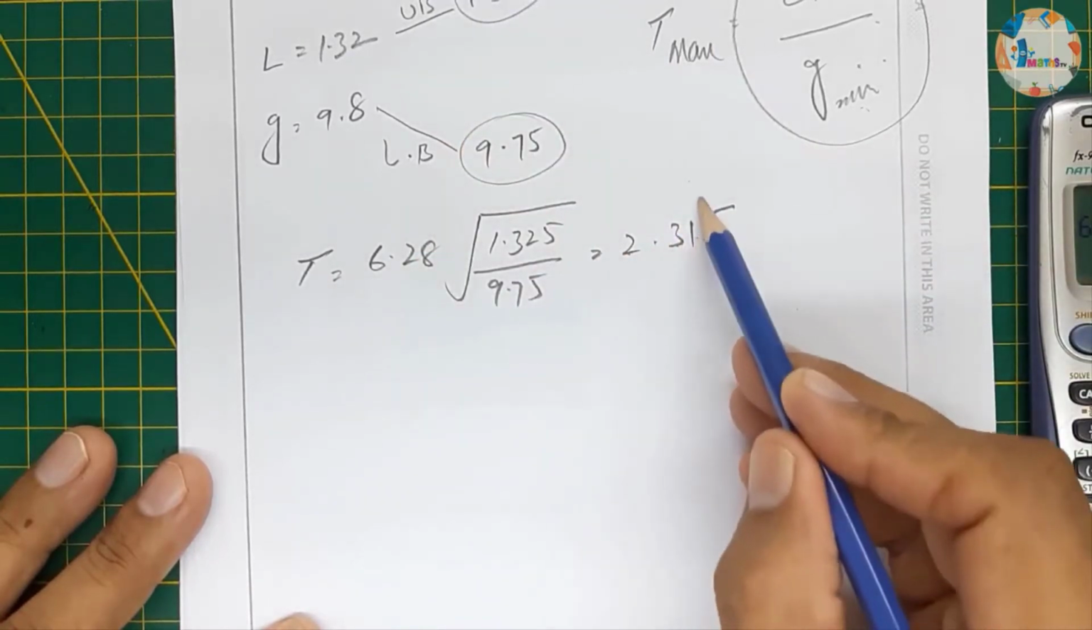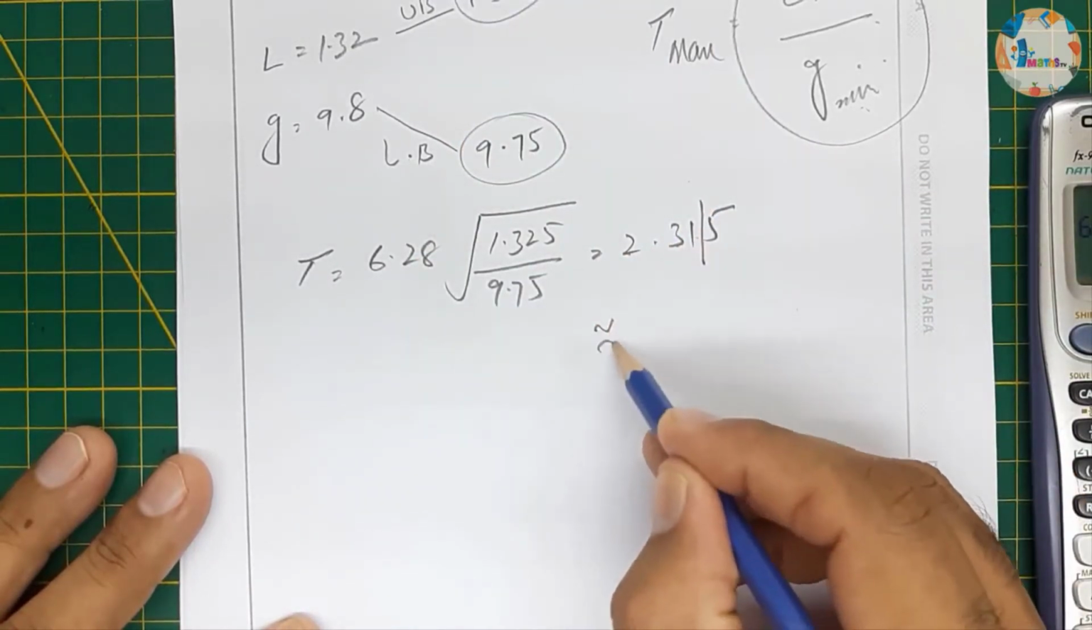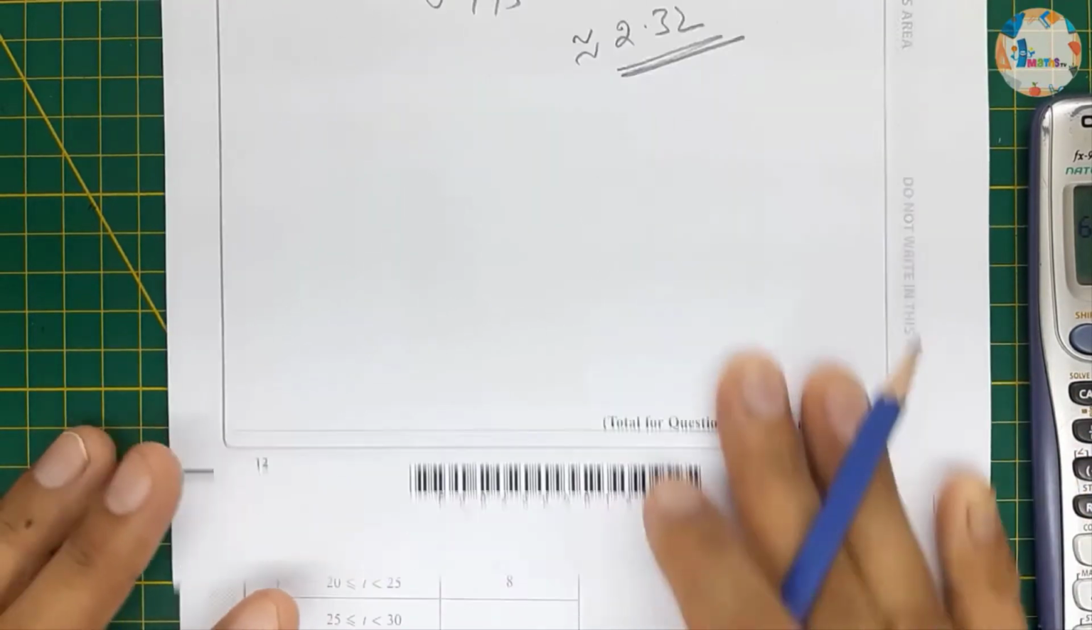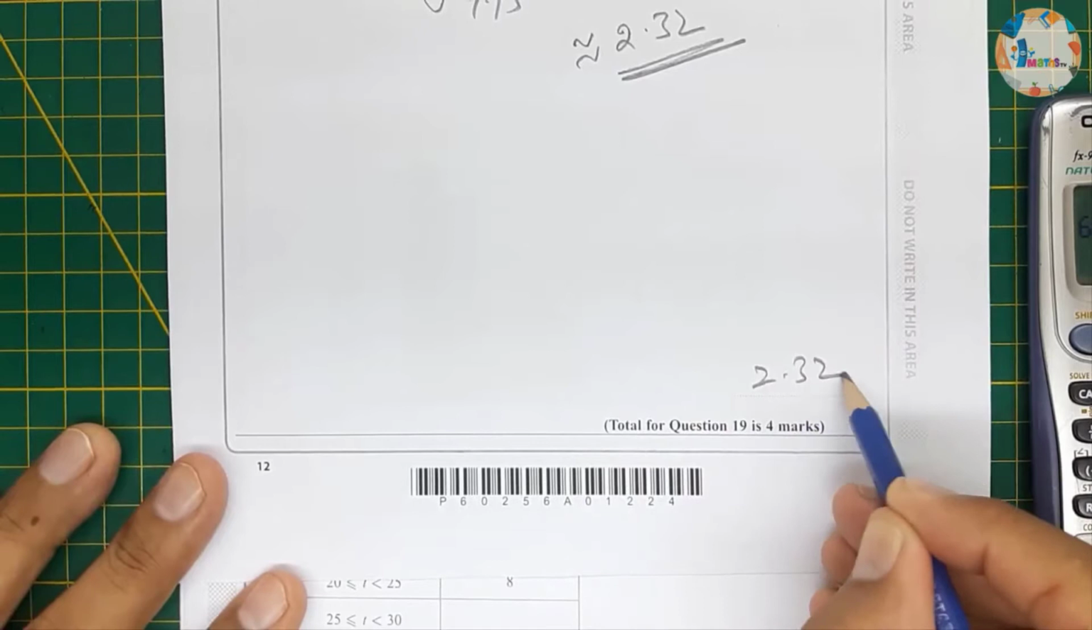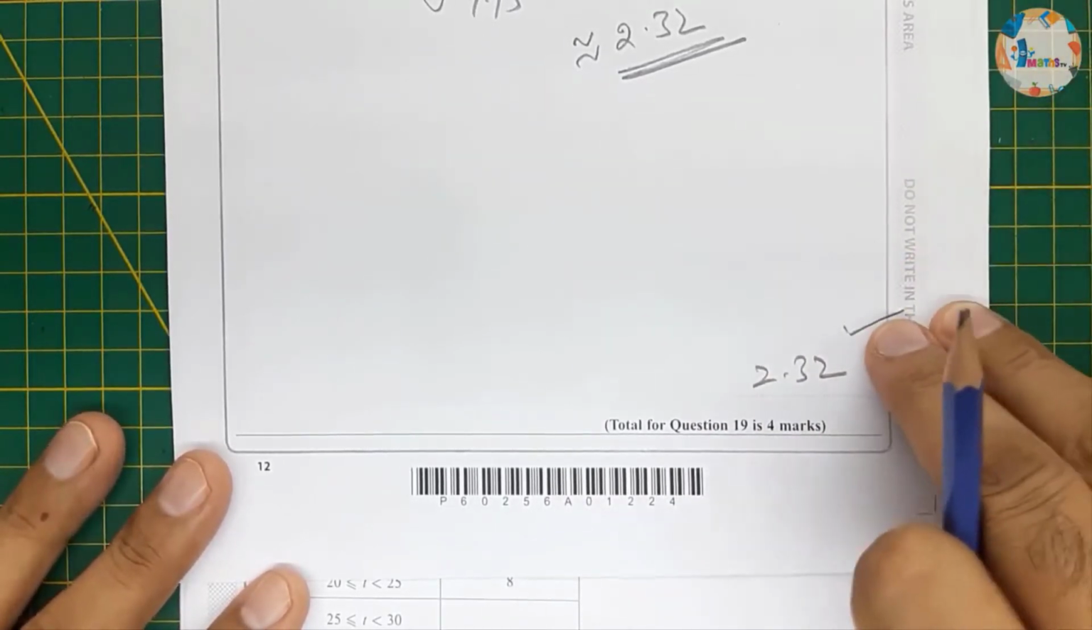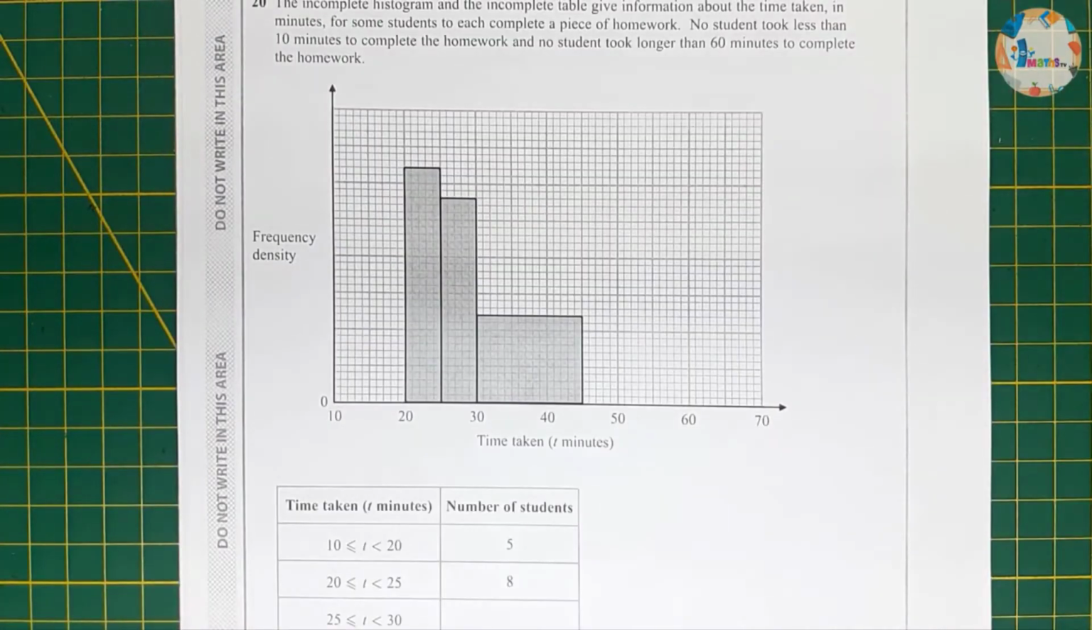Up to 3 significant figures, we want to remove the last digit here. So it is approximately equal to 2.32. This will be our final answer. We will write here 2.32. That is done. Now the next question, which is question number 20.